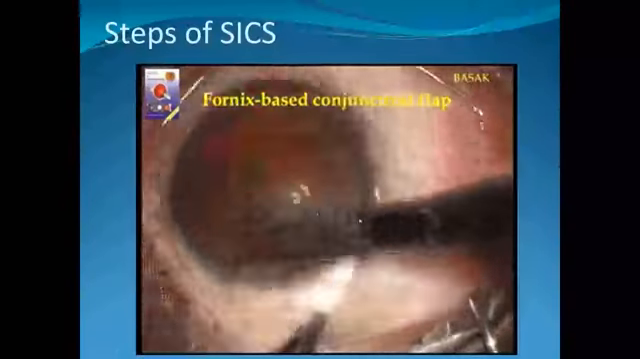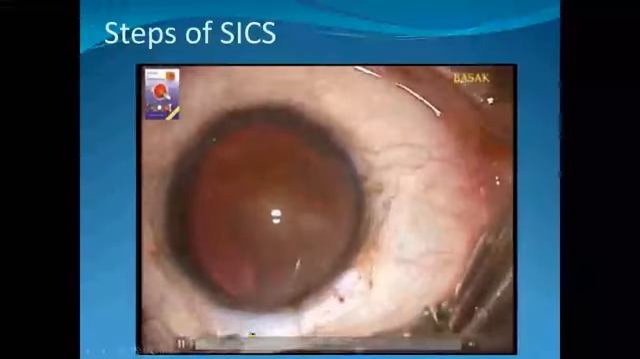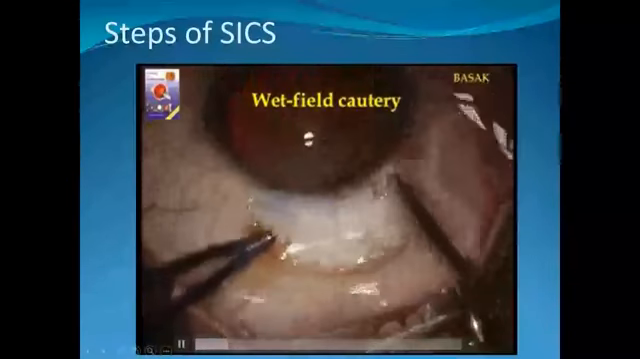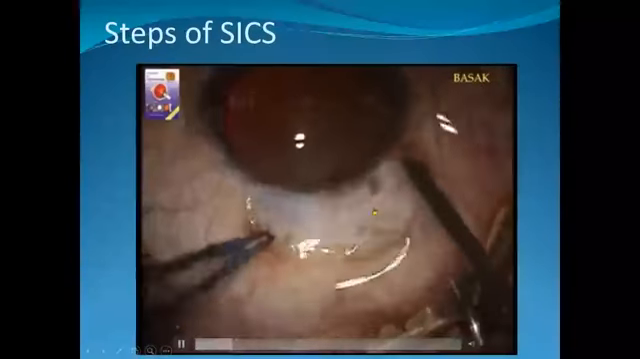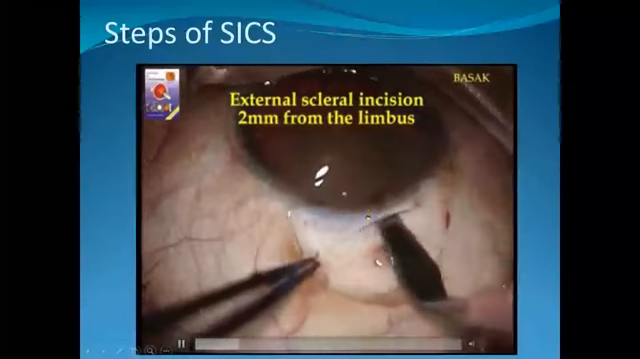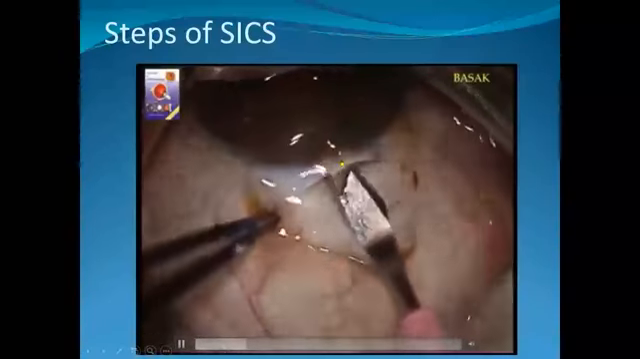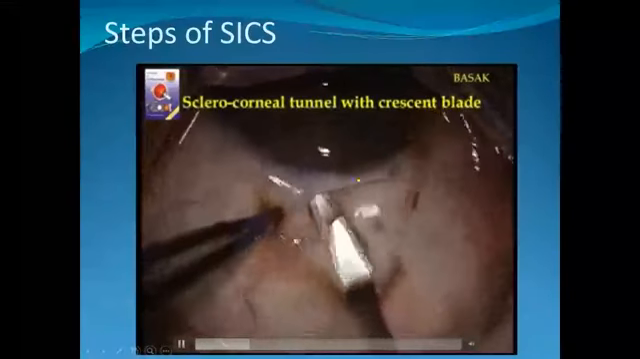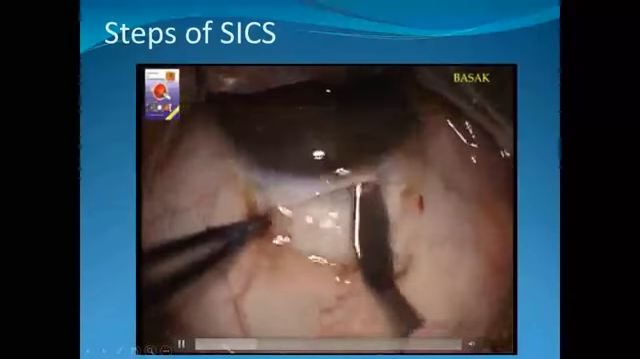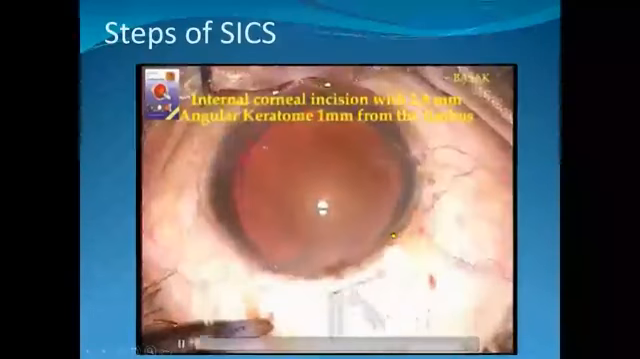This is the SICS operation. Here, first the conjunctiva is removed, and the sclera is easily exposed. From a 2 millimeter distance we start the incision. Incision is followed by the tunnel. This is the scleral incision. First we give the scleral incision, then make a tunnel. The instrument used here is a crescent knife.